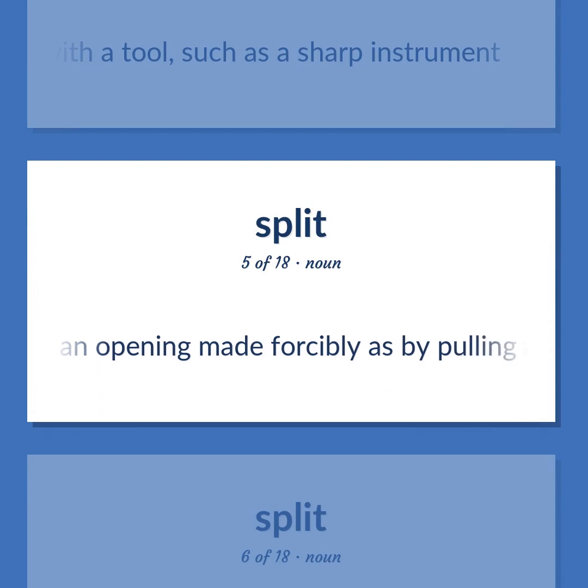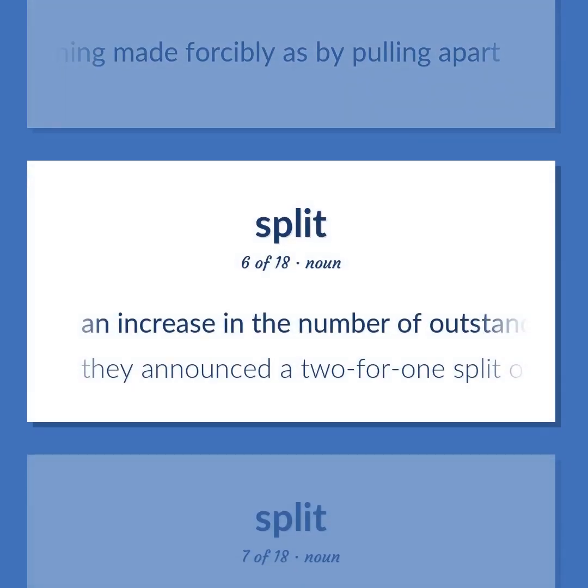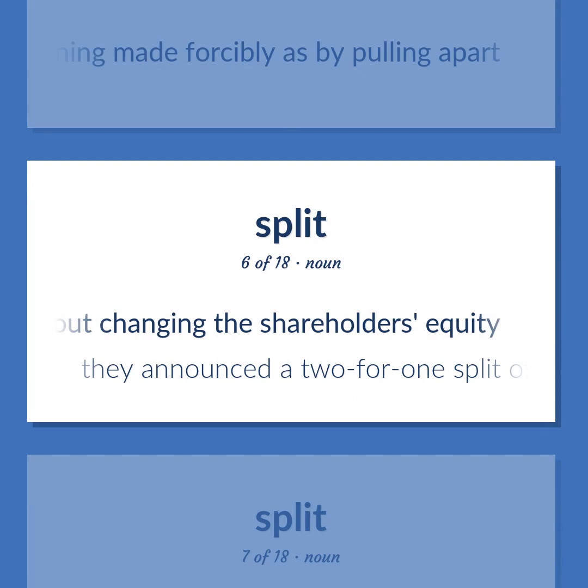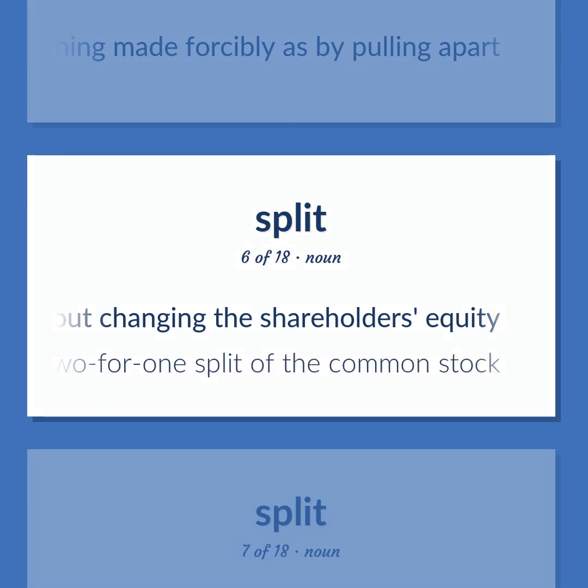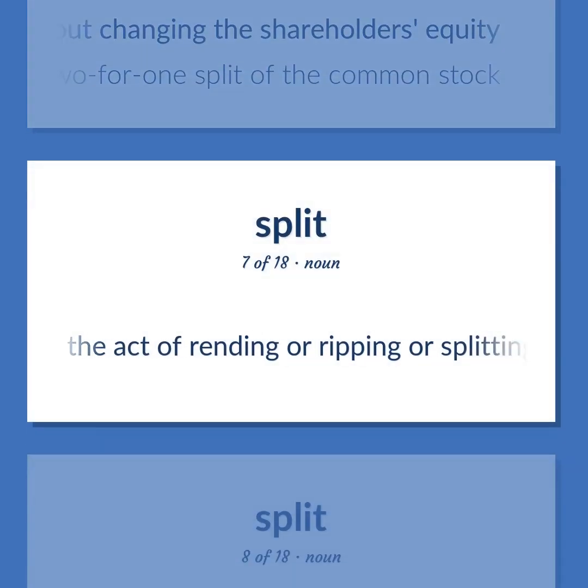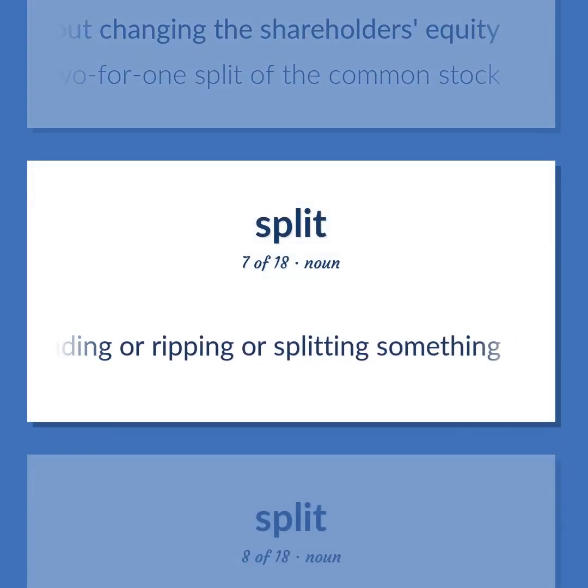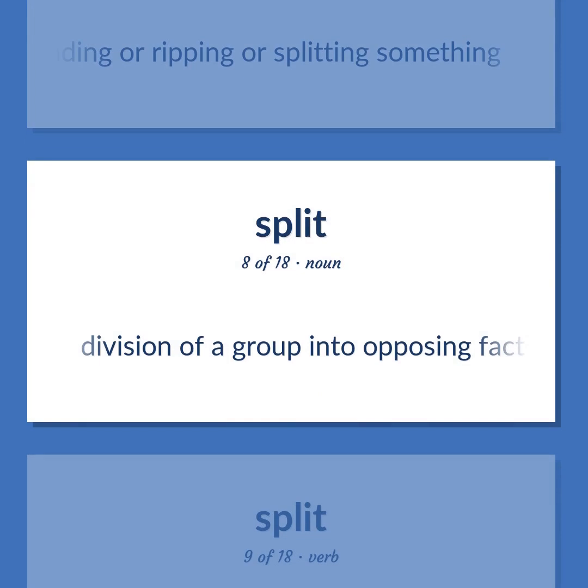An opening made forcibly as by pulling apart. An increase in the number of outstanding shares of a corporation without changing the shareholders' equity. They announced a 2-for-1 split of the common stock. The act of rending or ripping or splitting something. Division of a group into opposing factions.